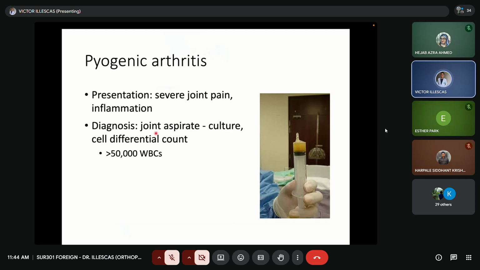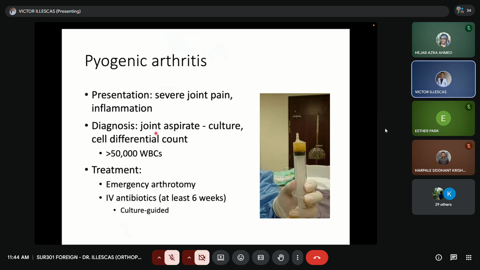Patient will present with severe joint pain and inflammation. The diagnosis is made by aspirating the joint. If the aspirate is purulent, or there's pus when you aspirate the joint, what's the treatment? So for example, a patient comes into your clinic, swollen joint, unable to ambulate, with fever. Then you did aspiration of the joint. It turned out to be pus. What will be the treatment?